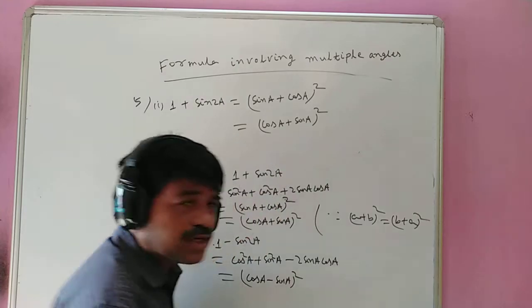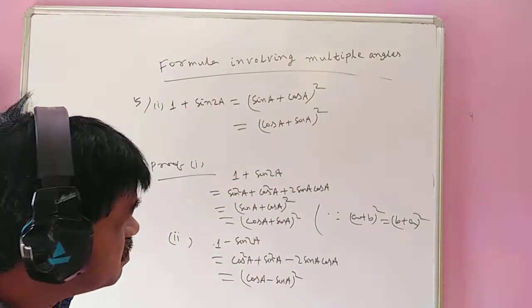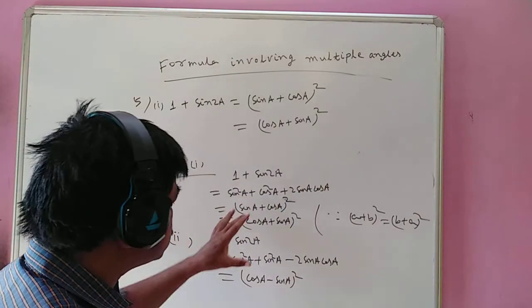What is (a plus b) whole square? a square plus b square plus 2ab. What is (b plus a) whole square? b square plus a square plus 2ba. So it is the same thing.